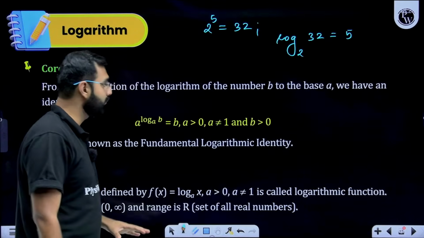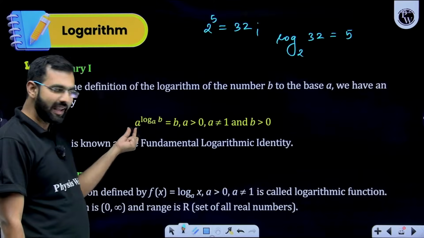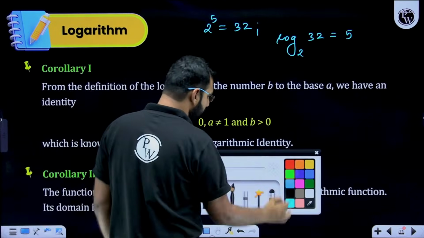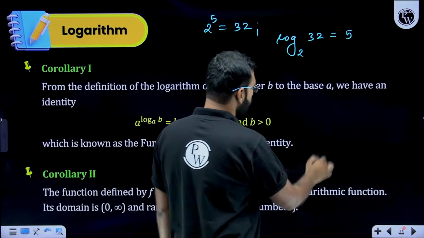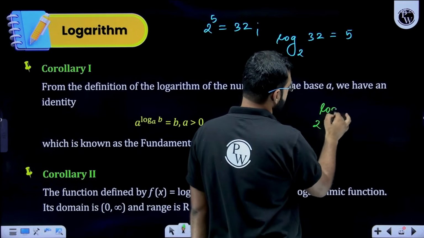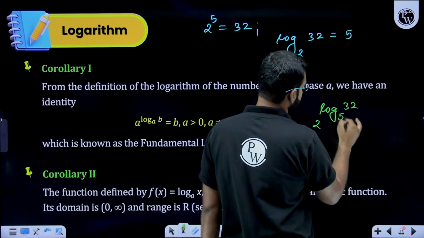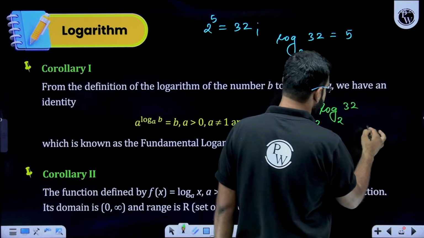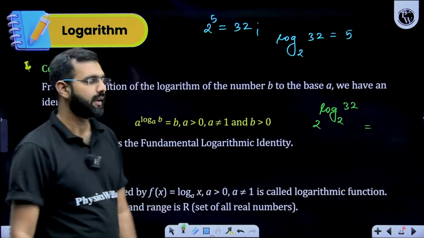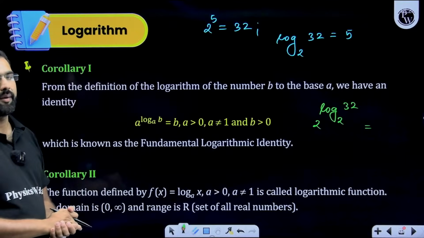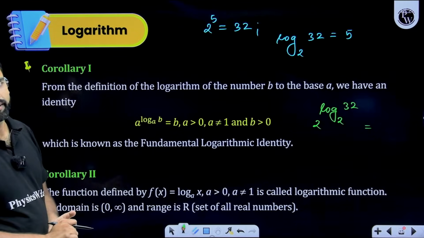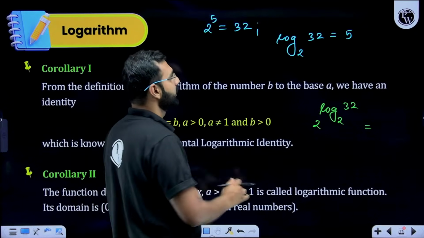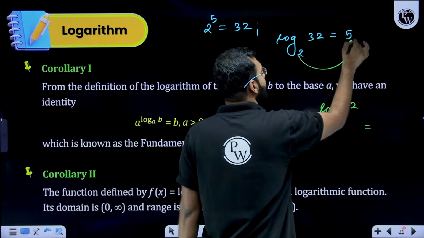Here what I'm trying to tell you is, pay attention to this part: a raised to the power log b base a. Which means what? That 2, let's say, is raised to the power log 32 at base 2. Then what would it mean? Can you help me with this? I hope you are understanding what I'm asking for. What would it give me? Is it not the same property? Because see, 2 when raised to power 5 gives you 32.